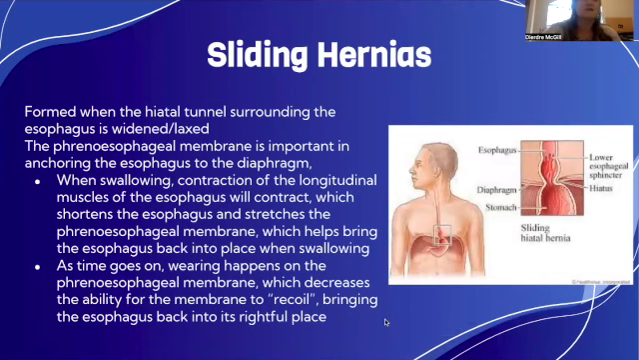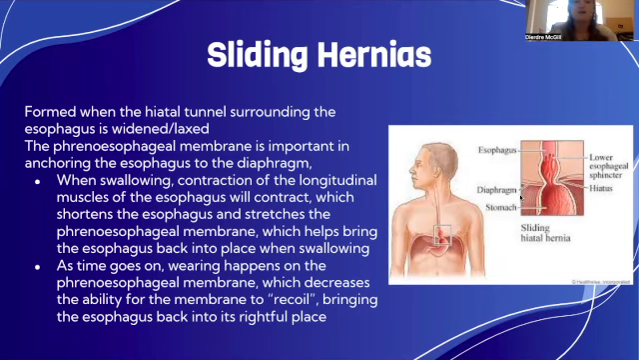So sliding hernias are when the hiatal tunnel surrounding the esophagus is widened or lax. So the muscles there are a little relaxed. The phrenoesophageal membrane is important in anchoring the esophagus to the diaphragm, so making sure that the esophagus isn't going to be sliding around, hence the name.